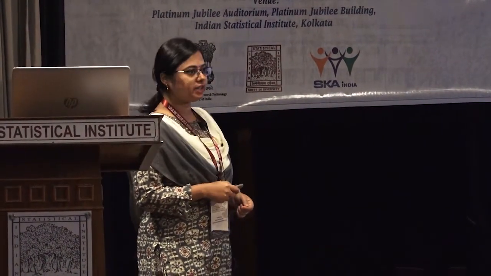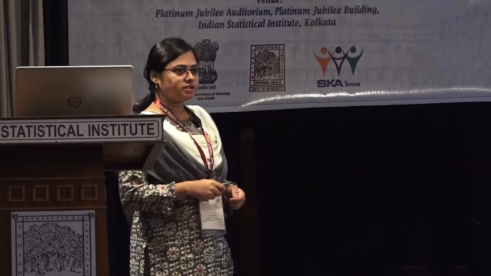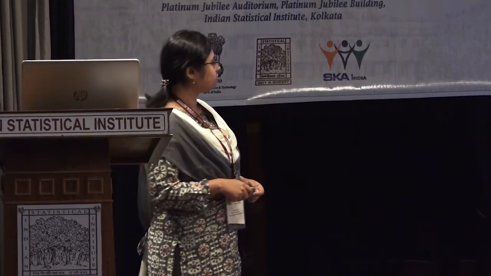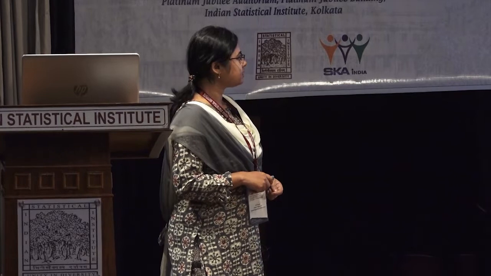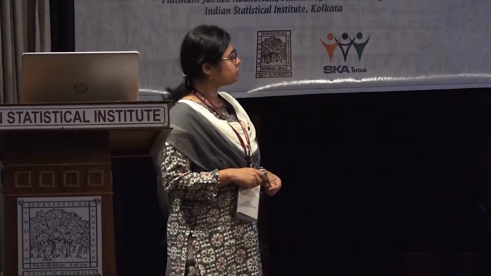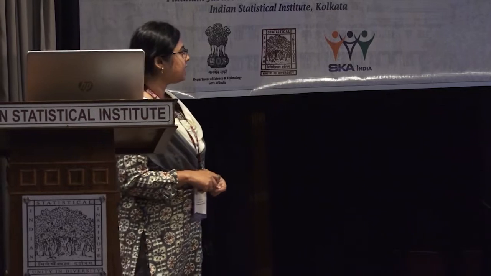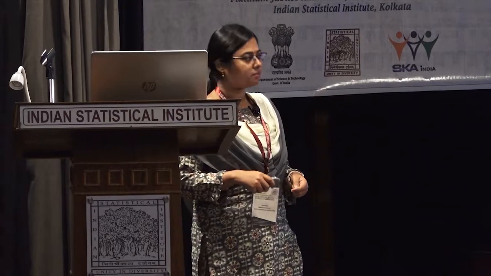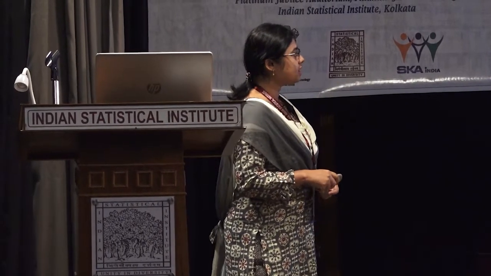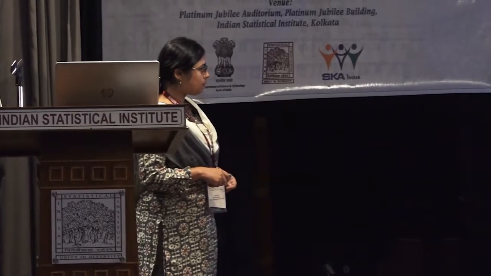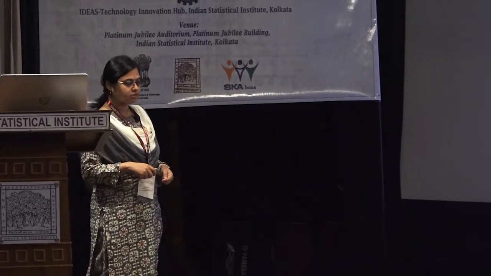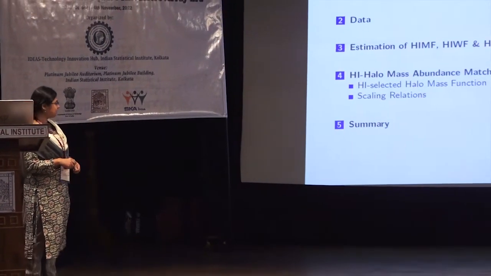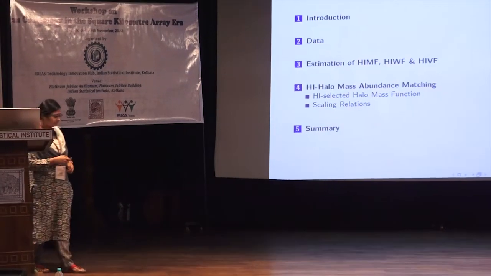So, I will briefly discuss the objectives and the data we have used here, and then I will discuss the distribution of H1 properties in galaxies, and then I will be trying to relate H1 properties and halo properties using abundance matching. And what are the problems in doing abundance matching? I will discuss those and how we are overcoming that. That I will also discuss, and then I will summarize.